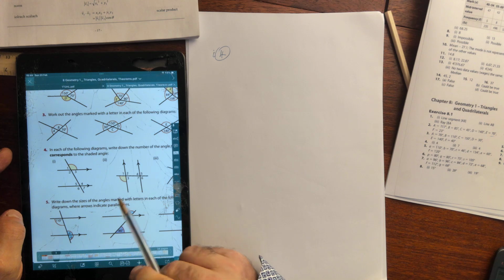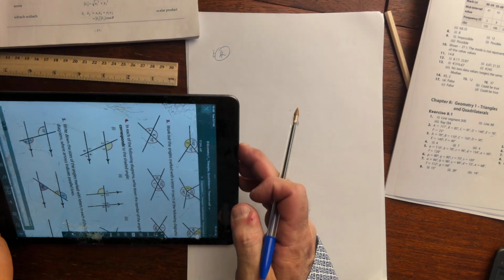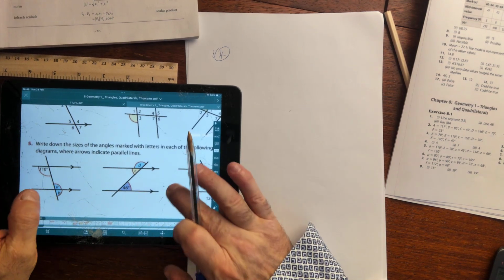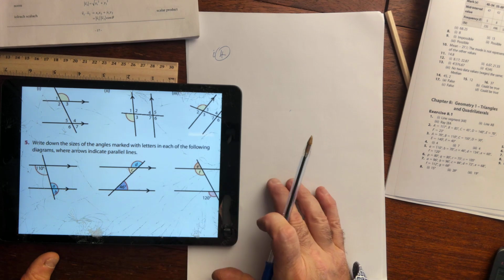I'll write down the size. I can make this a little bit bigger for you to read on YouTube by flicking it over. Let's click. Do I click in the middle just to make it full size?